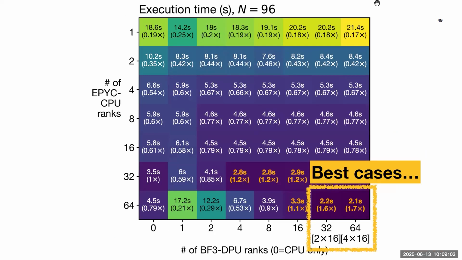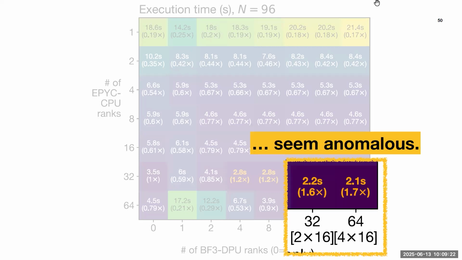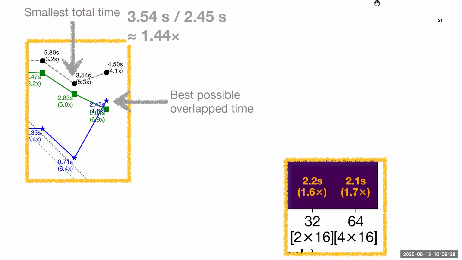This is actually good for us because then we can say, maybe if I distribute that work to the SmartNICs, in this case 2 SmartNICs with 16 cores and 4 SmartNICs, then we can get a 1.6 and 1.7x speedup. But that seems a little weird, right? It's kind of unusual. If you go back and look at the numbers here, we see that there's this overlap where the best total time comes when we have 16 host cores, and the best overlap time is if you try to use everything.